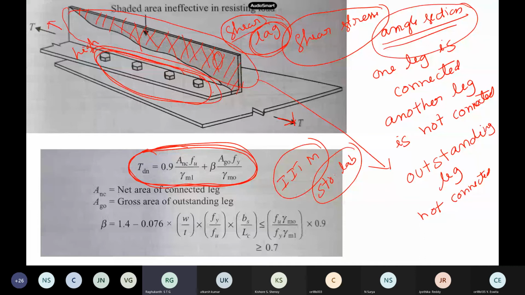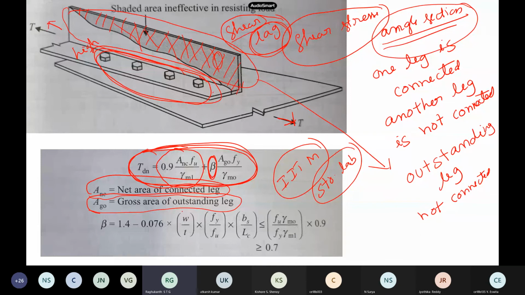So this formula from the IS code came from our structures lab, from our PhD students. It is for angle sections with one leg connected and another leg not connected. The 0.9 into AN into Fu by gamma M1 is the classical area. Here, instead of using one area, we use two areas. One is the net area of the connected leg. Then the gross area of the outstanding leg, which is the leg that has not been connected to the gusset plate itself. And then we have this beta, a kind of factor.